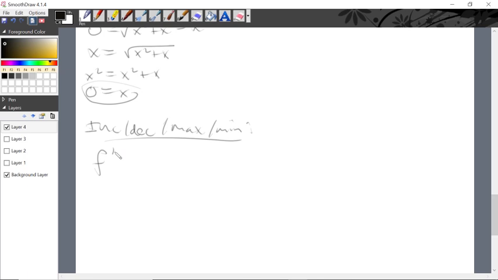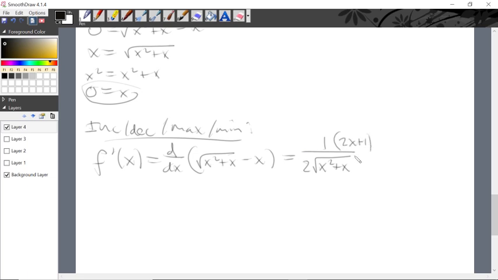All right, but to check all these, we should look at the derivative. First derivative: the derivative of root x squared plus x and then minus x. The derivative of a square root is 1 over 2 times that square root. And then we have to apply the chain rule, so we multiply this by the derivative of x squared plus x, which would be 2x plus 1. That's the chain rule. The derivative of negative x is minus 1. All right, well, there's our first derivative.